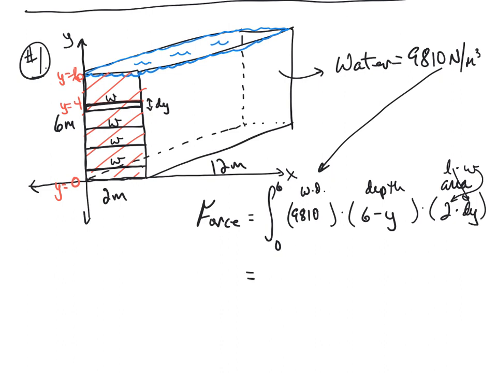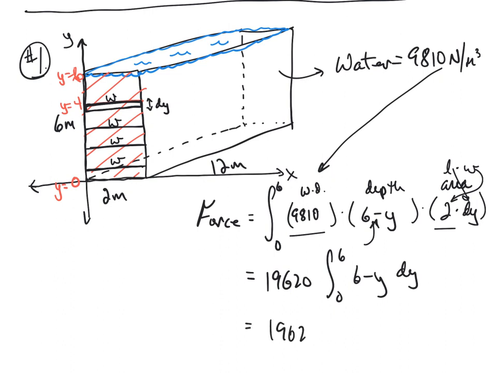We'll start by factoring out any factors. So I'm going to factor out the 9,810 and the 2. Please notice I can't factor out the 6 because there's subtraction going on. So I can factor out 9,810 and a 2, which allows me to pull out 19,620 on the outside of the integral. The only thing I'll have left inside then is 6 minus y and dy. Of course, that's very easy for you guys to integrate.